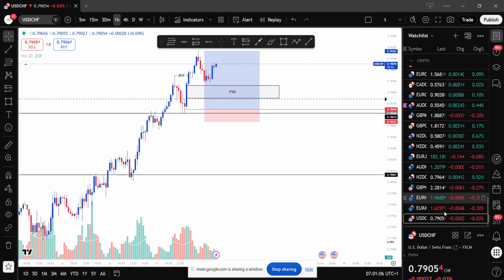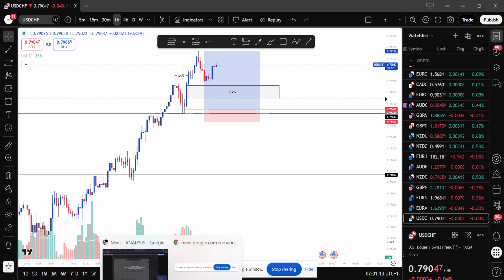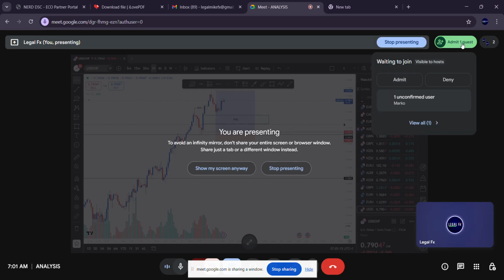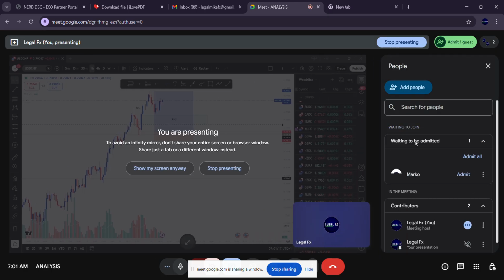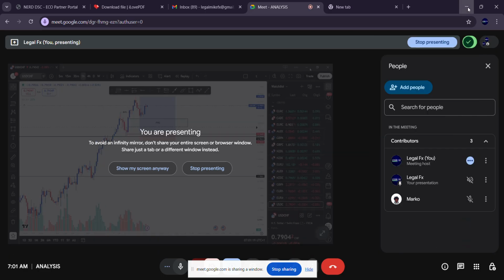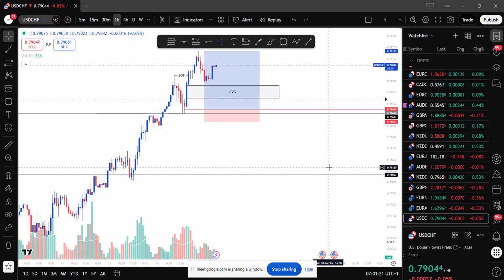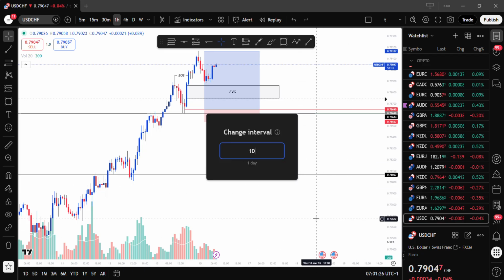So starting from the bottom here, this is the USD CHF. On the USD CHF, what are we seeing? Sorry, let me admit this person. On the USD CHF, this is what the market is saying this morning. Let's go to the daily time frame.